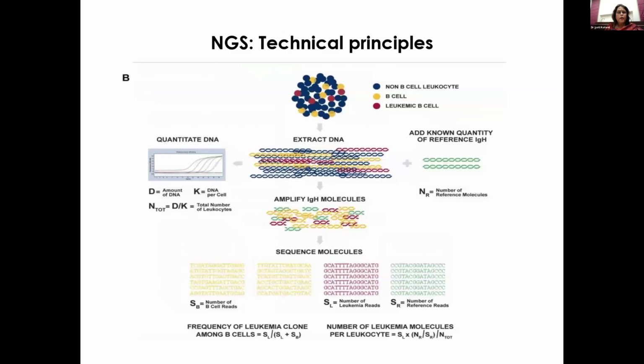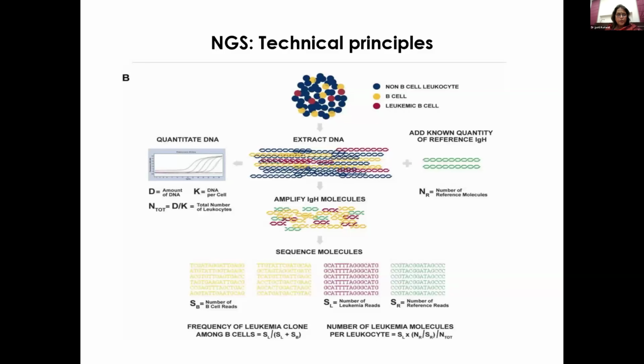When you have a bone marrow sample from a patient with myeloma, it will have non-B leukocytes, myelocytes, metamyelocytes, all other cells. It will have normal B cells, and it will have leukemic B cells. So you quantitate the DNA, and from the quantification of the DNA, you get the total number of leukocytes by going by DNA per cell. Then you extract the DNA, and while you're amplifying the DNA, you also add a known quantity of reference immunoglobulin heavy chain. Now, this known quantity, like in flow cytometry, we had the beads. This is going to give you the count.